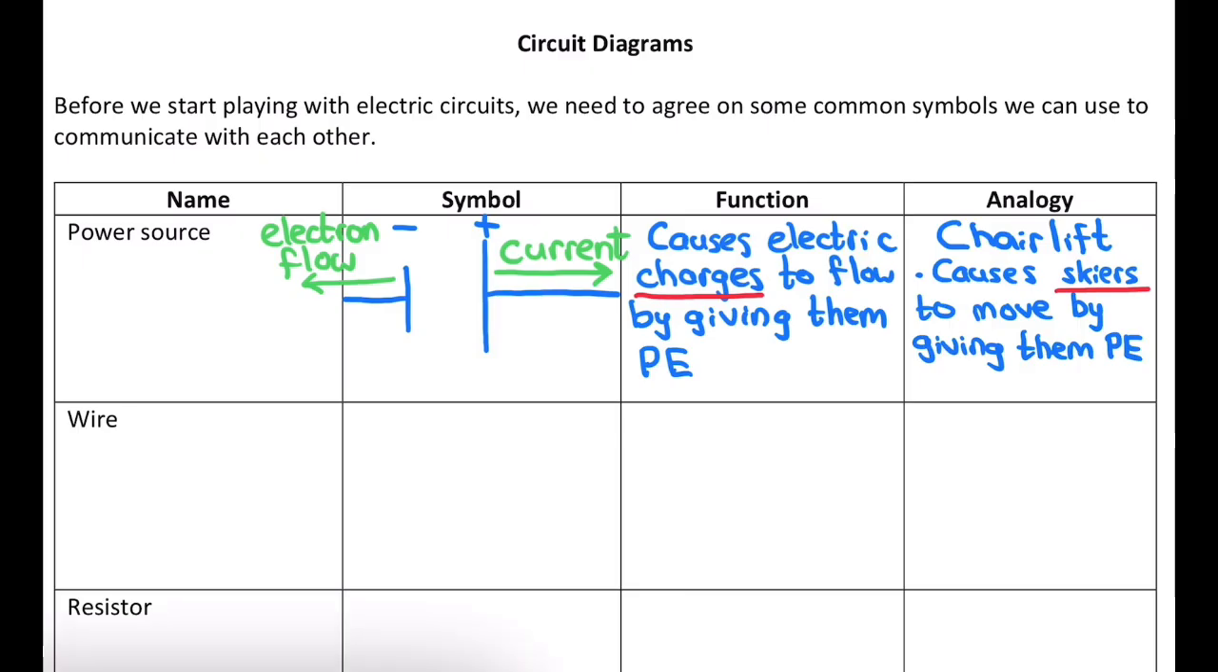Now, the next thing we'll have in an electric circuit is we'll have some wires. And wires are pretty easy to draw. We just draw them with straight lines. You can see even in my diagram for the power source, I kind of drew some wires already, right there and right there. And the purpose of a wire in an electric circuit is to provide an easy path for charges to flow through.